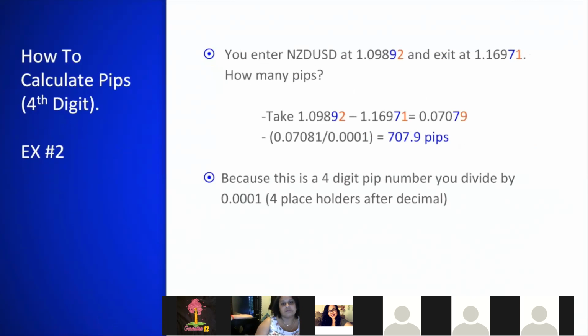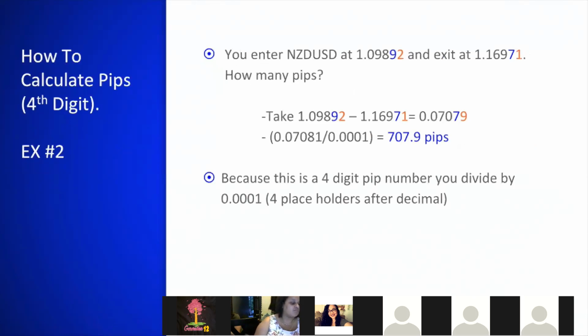So after finding out what the actual decimal number is, this method is for people who like dividing. If you're the dividing type, then what you want to do is take that 0.07079 and divide it by 0.0001. All right? The reason why we're dividing it by 0.0001 is because, remember, the fourth digit from the decimal is the pip.